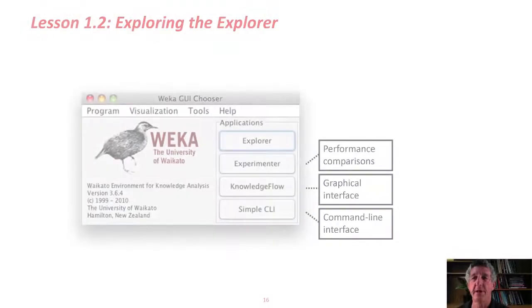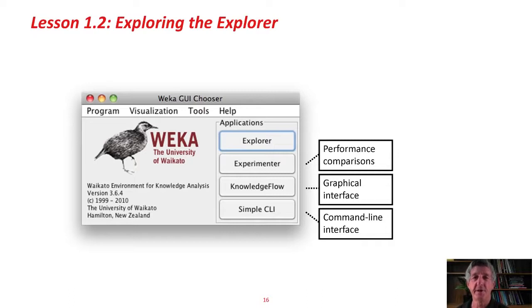Okay. Back to the slide. So there are four interfaces in Weka. The Explorer, that's the one we're going to be using throughout this course. We're just using the Explorer. But also there's the Experimenter for large-scale performance comparisons for different machine learning methods on different data sets.